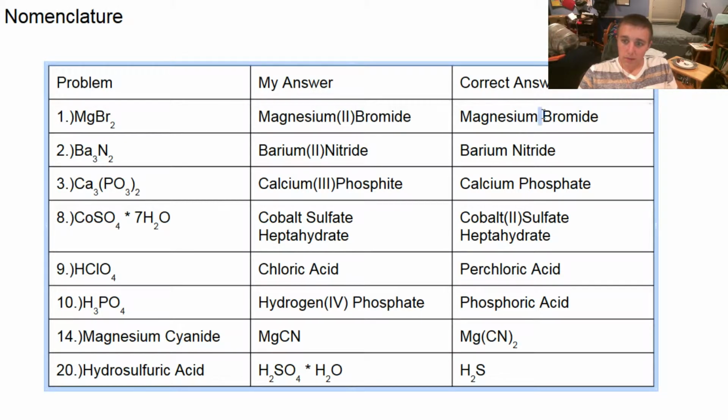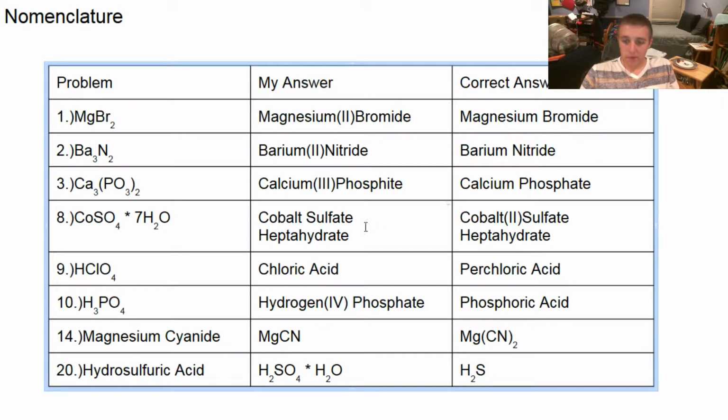I only needed this one because it's always going to be 2, so we don't need to write it. Same for barium, it's always going to be 2, so we don't need to write it. Always going to be 3 for calcium, we don't need to write it in the ending situation. Now as we go to 8, that's the opposite, where we're not sure. It can be multiple different things, whereas these are usually the same thing.